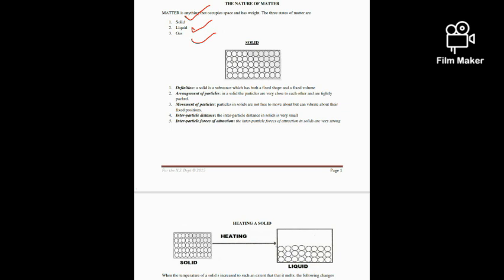Now, starting with the solid state of matter, you are going to realize that it is just a substance that has a fixed shape and also a fixed volume. A fixed shape means that the shape will not change. For example, a stone does not change its shape. You can carry it from one place to another, and the shape will remain the same. This is what we mean when we say it has a fixed shape.